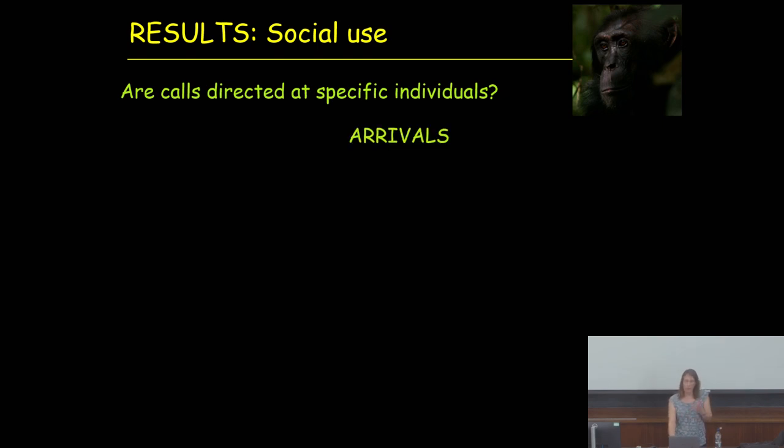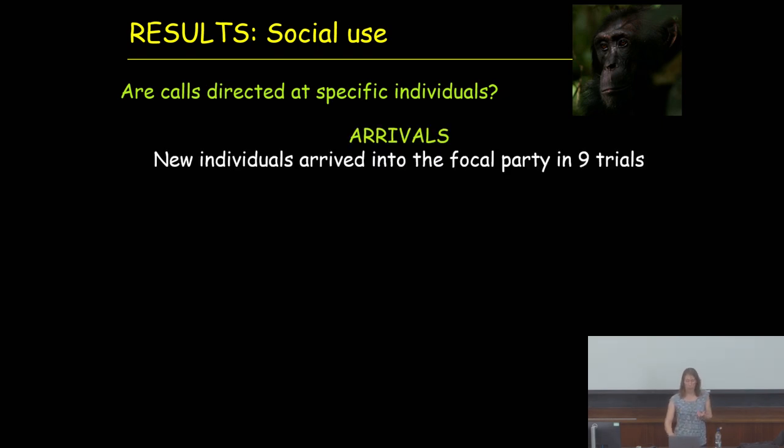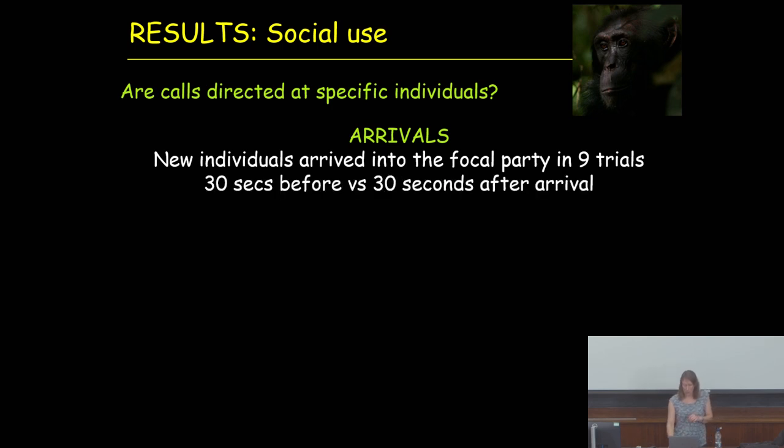And so here, we looked at arrivals. As I said, in a fission-fusion society, individuals arrive and leave at all kinds of points. And we had 9 trials where new individuals joined the focal's party and they hadn't been present when the snake had been discovered. And so we looked at what happened in the 30 seconds before and the 30 seconds after that arrival, with the idea that if calls are directed to the new arrivals, we should see an increase in calls from before to after.